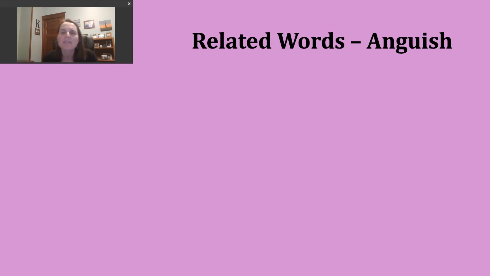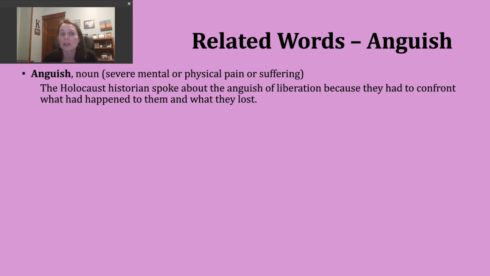Now let's move on and we'll talk a little bit about just one related word today, and that's the noun form of anguish. Our noun, you'll notice, has the exact same spelling as our verb. It also has the exact same pronunciation. When we talk about this word as a noun, we're talking about either severe mental or physical pain or some type of suffering. Let's look at an example of this noun in a sentence.